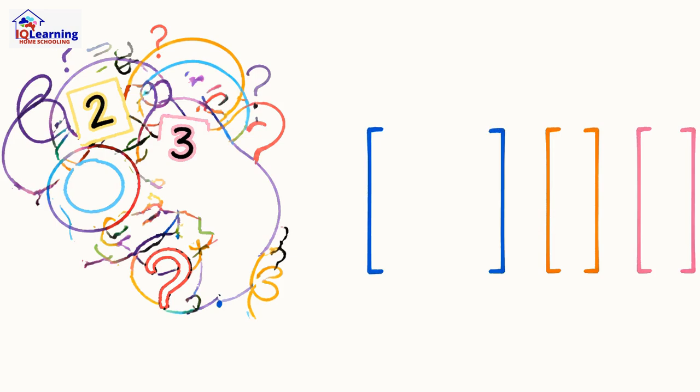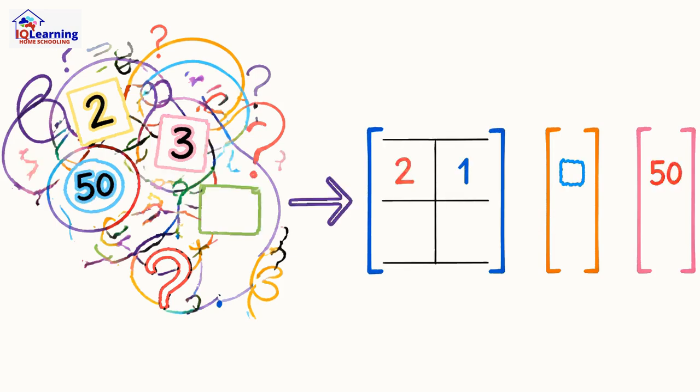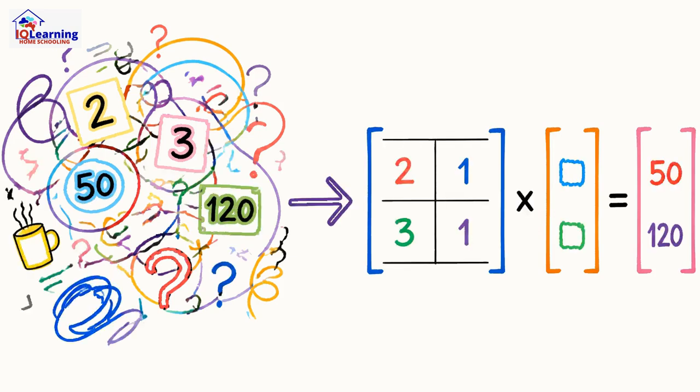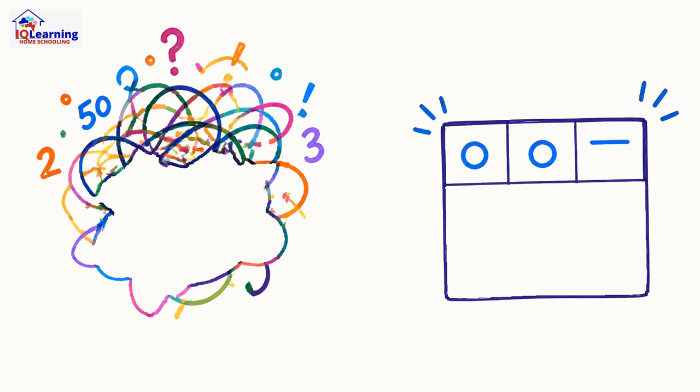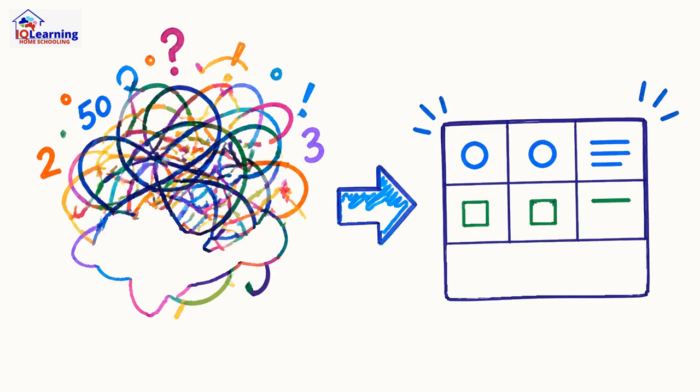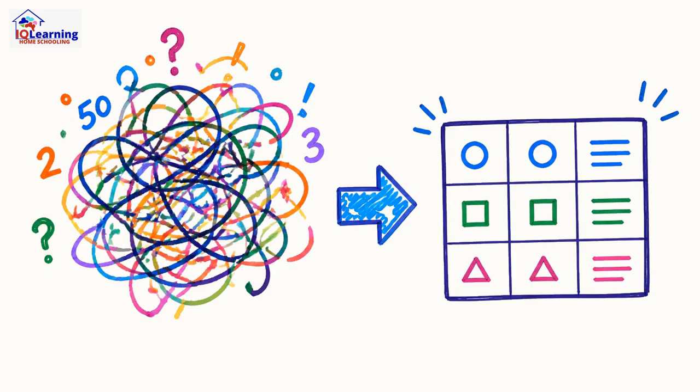This seems like a simple word puzzle, but problems like this are everywhere, from engineering circuits to designing computer graphics. The mess of words and numbers can be overwhelming. That's where matrices come in. They provide an elegant way to translate this chaos into a clean, structured form.